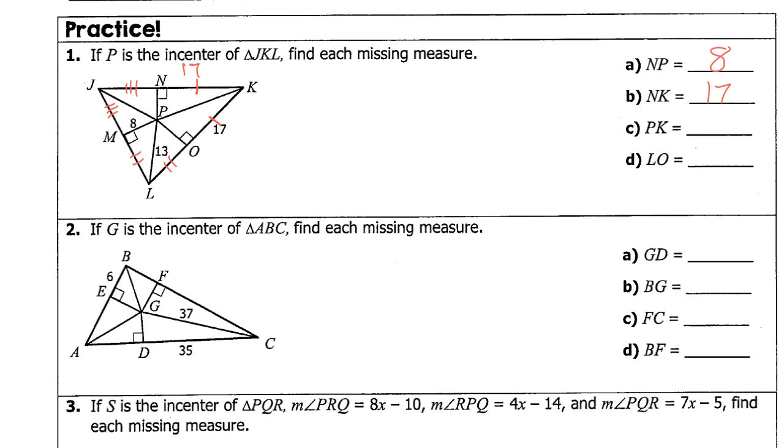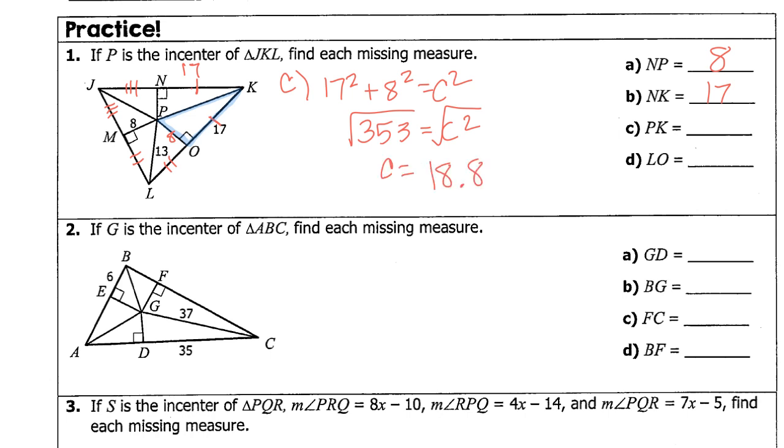For part C, PK isn't congruent to anything, therefore it looks like I'm going to have to use Pythagoras. So I have 17 squared plus 8 squared equals C squared. I'm trying to find my C, and I get 18.8.